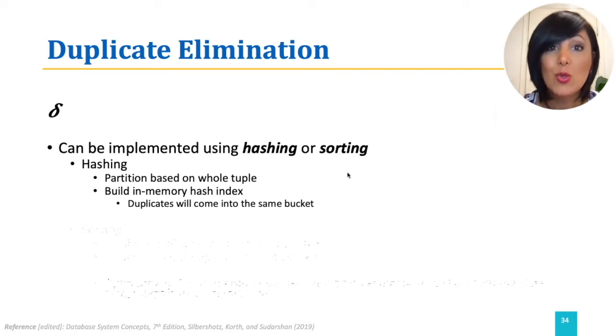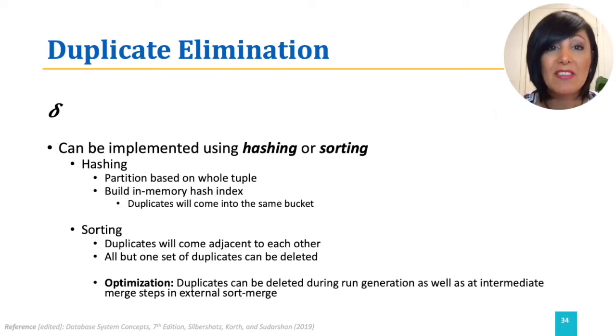The algorithm based on sorting will sort the relation based on the values of the attributes of the whole tuple. This will cause the identical tuples to appear next to each other. We can then keep one and remove the rest from the output. To reduce the cost of operation in the algorithm based on sorting, the duplicate elimination can happen as a part of the sort step. For example, when performing the merge in the external sort merge algorithm, the writing of the duplicate tuples to the output can be eliminated.